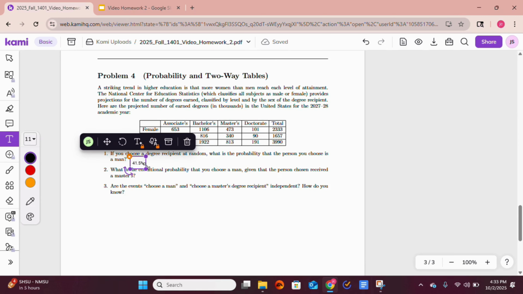Now, question 2 asks, what is the conditional probability that you choose a man given that the person chosen received a master's? This one is a conditional probability, which means we're looking at a smaller group of the data. So we'll only be looking at the total amount of master's degrees, 813, and how many males got a master's degree, which is 340. So we would need to divide 340 by 813 and get about 0.418, or 41.8%. This would be our answer for question 2.